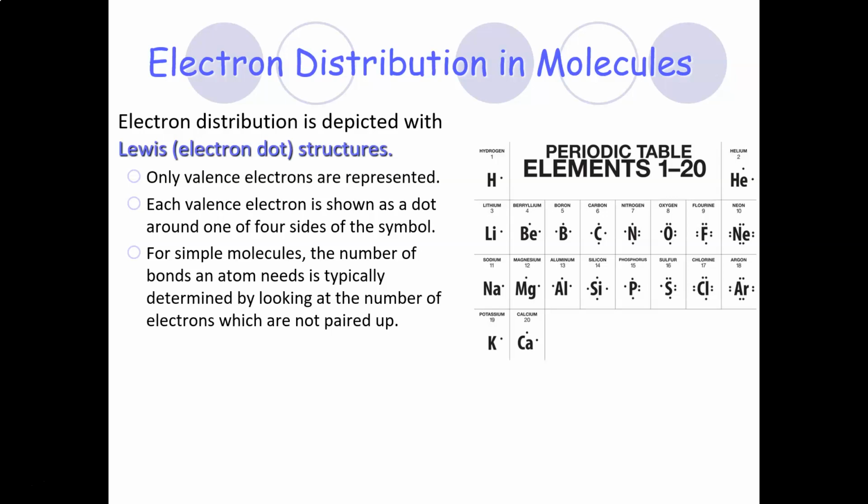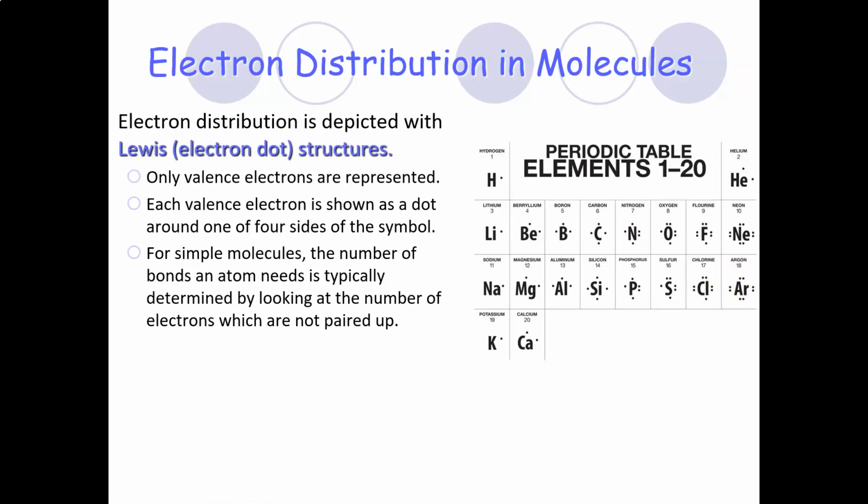You're going to see a bunch of different rules in the textbook, but a good rule of thumb is if the electron is unpaired, it's going to try and form a bond. So here you've got sodium forming 1, magnesium forming 2, aluminum forming 3, silicon forming 4. But now that we have a pair, phosphorus is back down to 3, sulfur is back down to 2, chlorine's down to 1, and argon nothing because it's got a full octet.